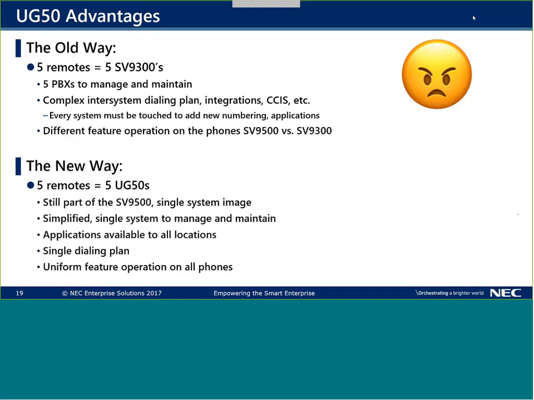But with the UG50, what I'm going to call the new way, we can establish 5 remotes, and they will still be part of the SV9500, and there will be a single system image for the entire network. So this means that we have a single system to manage and maintain. It's a simplified approach. All of the applications that are installed at the core are available to all users at all locations, including the UG50s.